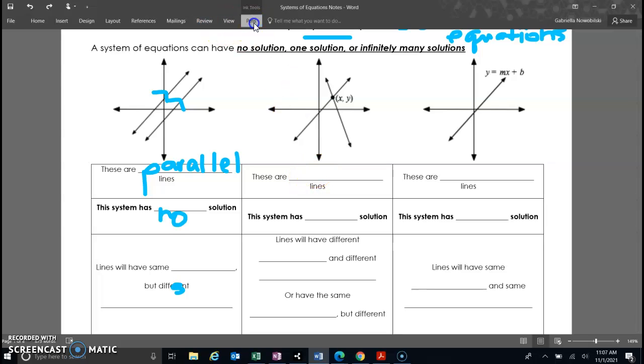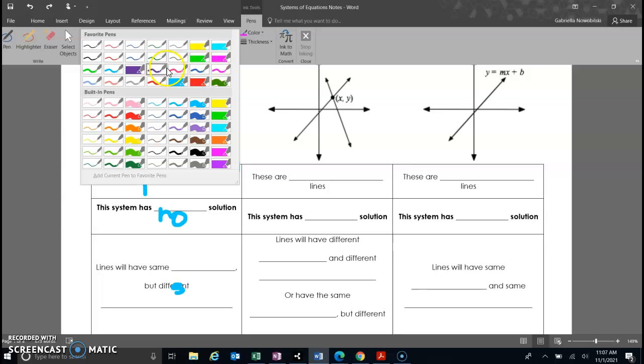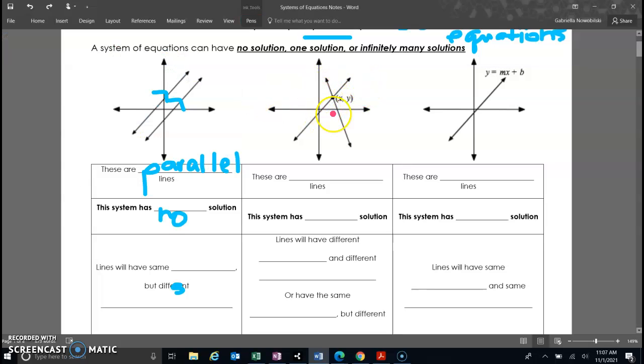Let's move on to the second set of lines. So that was no solution for the parallel ones. These, you can say two different things. You can say they're crossing or you can say they're intersecting. I'm going to stick with intersecting. Just work with me here. In the next video, I'll try to do it in OneNote. Maybe the tabbing won't happen like that. So they're intersecting lines.